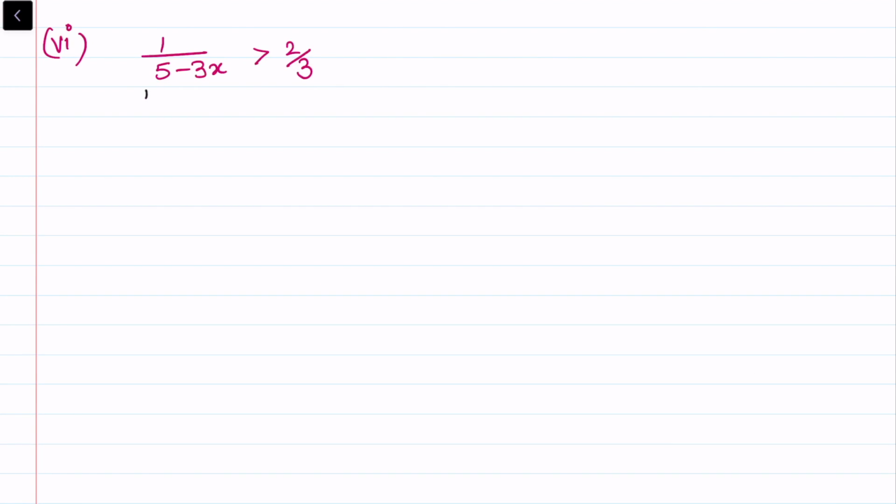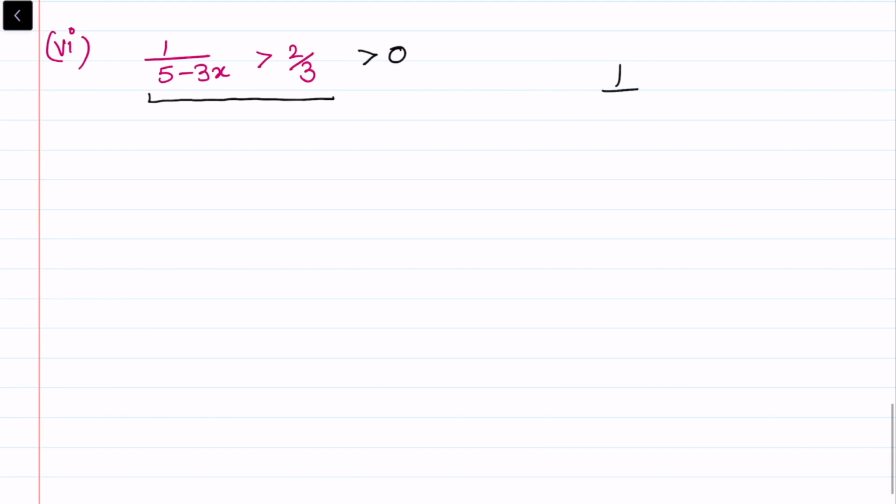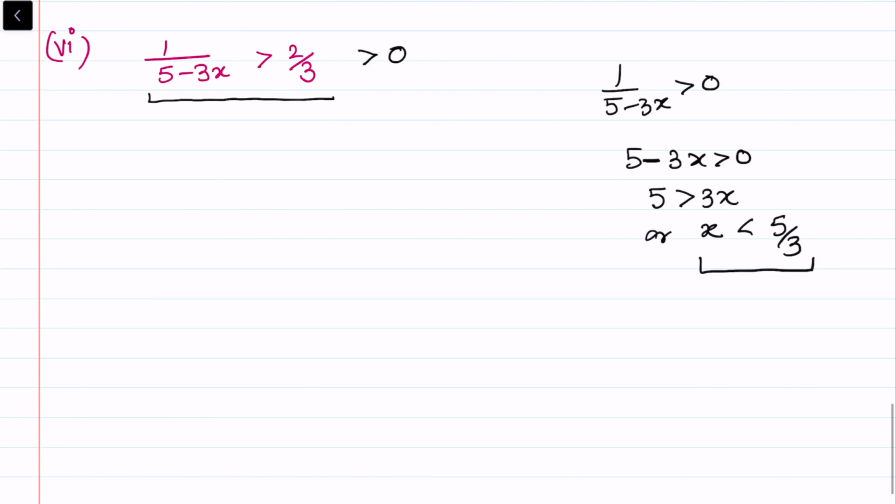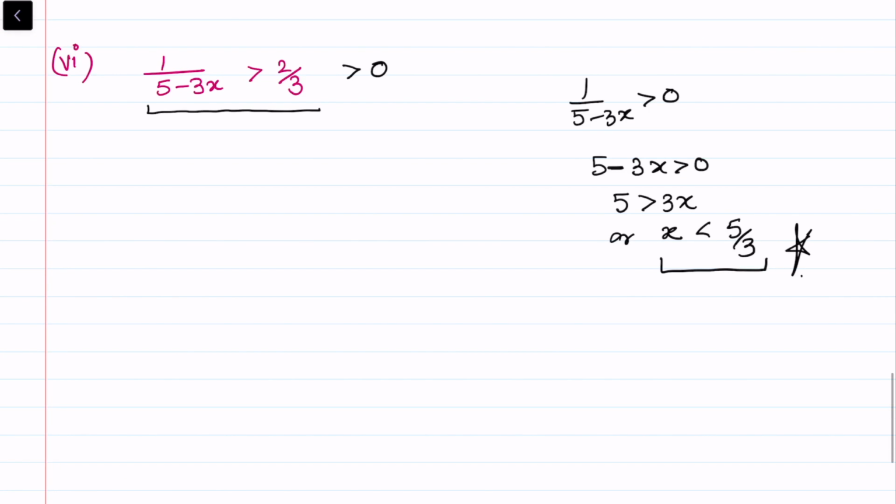Now in this sixth question, 1 upon 5 minus 3x is greater than 2 by 3. And notice that 2 by 3 is greater than 0. So this means 1 by 5 minus 3x is positive. It is positive only when 5 minus 3x is positive. So from here we can see that 5 is greater than 3x, or I can say x is less than 5 by 3. x should always be less than 5 by 3. Keeping this in mind, now let us solve the range.